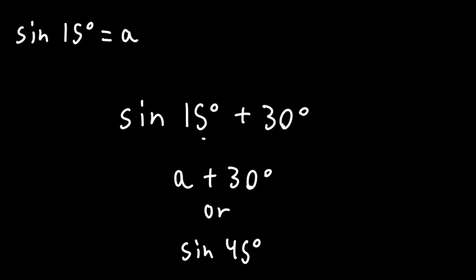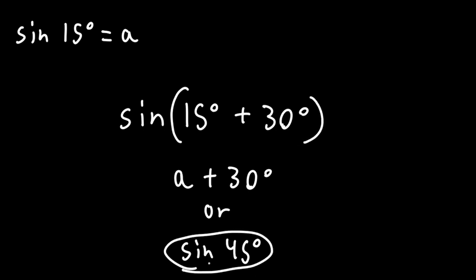To specify we want to solve for 15 plus 30 degrees first, we can write a parenthesis before the 15 degrees and after the 30 degrees. So we'll be solving for sine of 45 degrees because we're adding 15 and 30 first. So just note that parentheses and trig are very important.